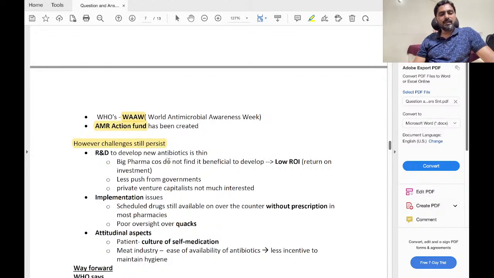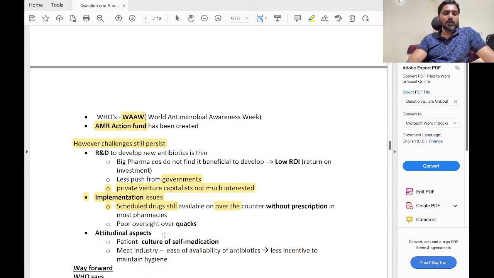Here we are saying, however, challenges still persist. First, let us look at some of the implementation issues. We have gone for scheduling of drugs. Scheduled drugs are still available over the counter at the medical shops. Why is this available? Because of the lackadaisical approach of the implementing authorities. At the district level, there is no good control over these medical shops.